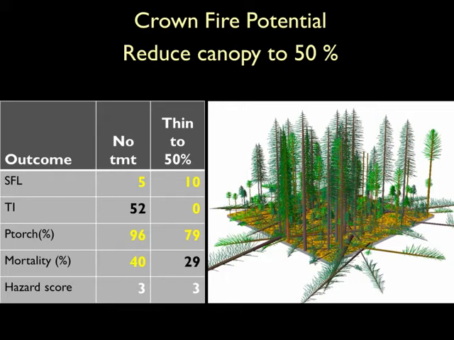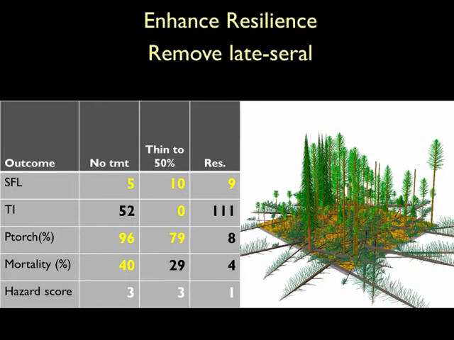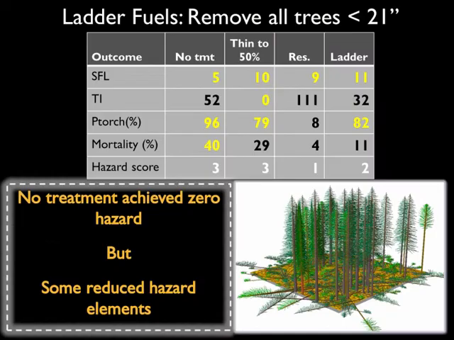we're down to 1 hazard. So 3 of the hazards are addressed, and we still have a hazard with respect to surface flame length. And with the ladder fuel treatment, we address 2 of the hazards, but remain hazardous by 2. So note that none of these treatments got us to 0 hazard points, but some of them reduced the hazard elements past the thresholds.